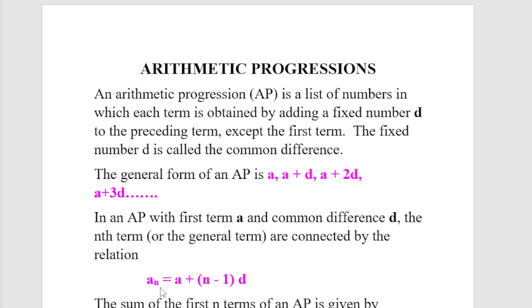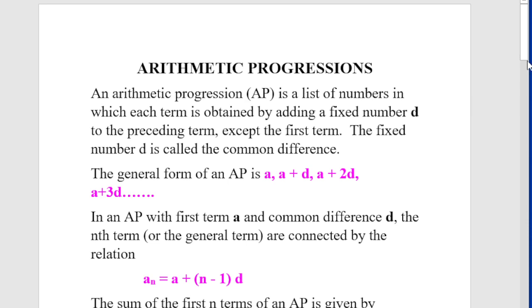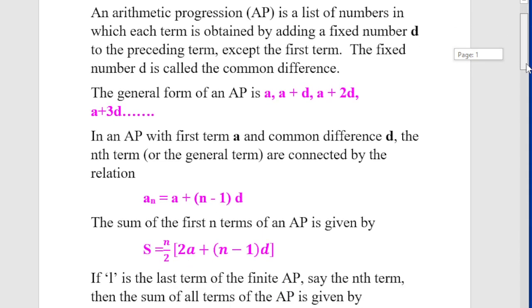So if you want to find any term in the given sequence, let's say you want to find the 20th term, giving n equal to 20 in this relation, we will be able to find what is the 20th term in the given sequence. So this is the relation a_n equal to a plus (n minus 1) into d.